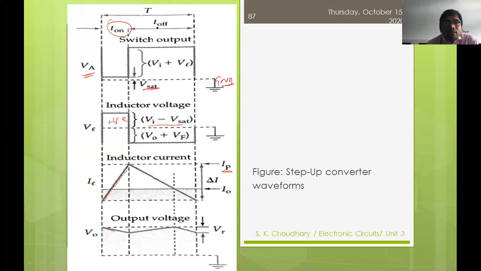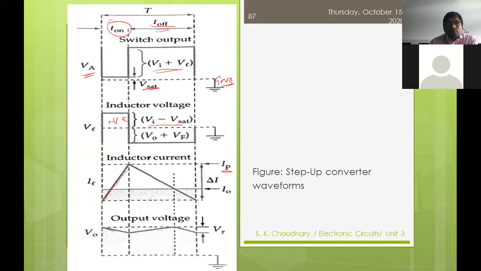But when your transistor is off, at that moment your voltage across the switch would increase linearly. You can see here it would become Vi plus VL. It would be raised from the value of Vset to Vi plus VL, and at that moment what happens? The voltage across the inductor would be dropped, equal to V0 plus Vf. Okay, and at that time the current would start to decrease.